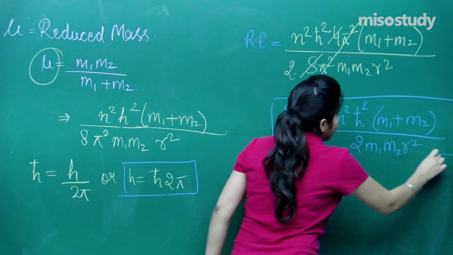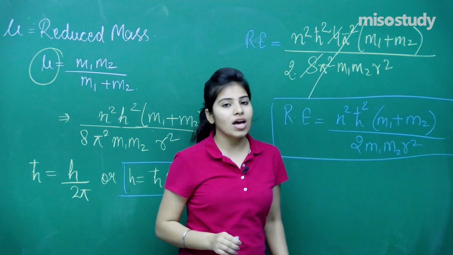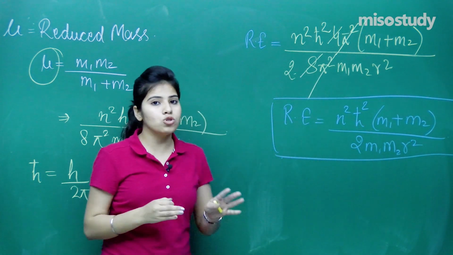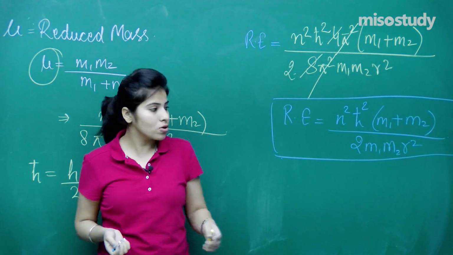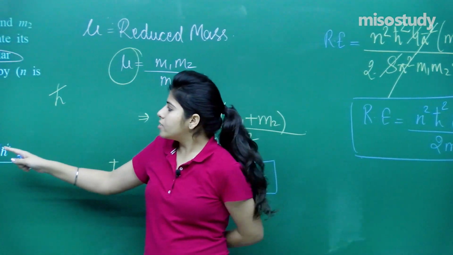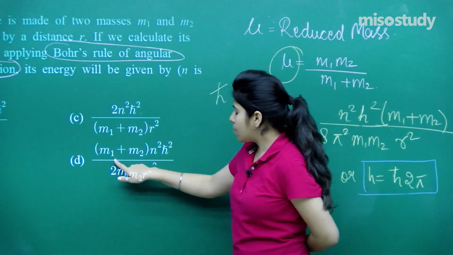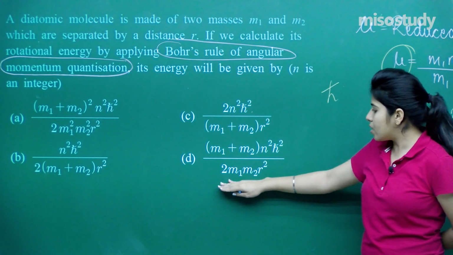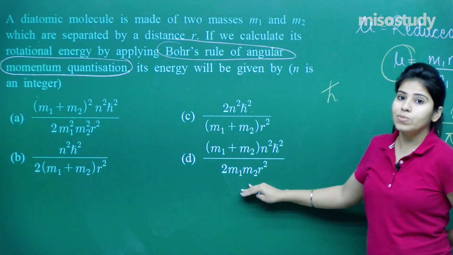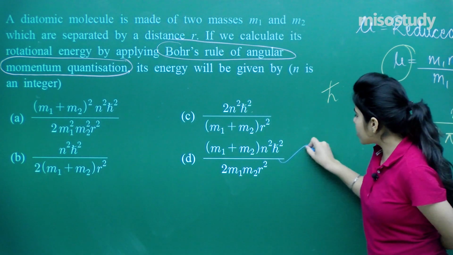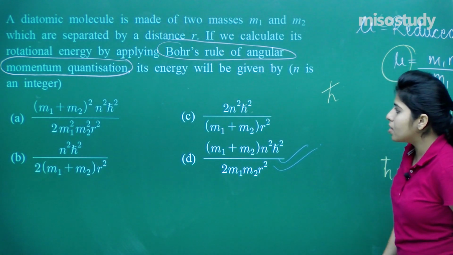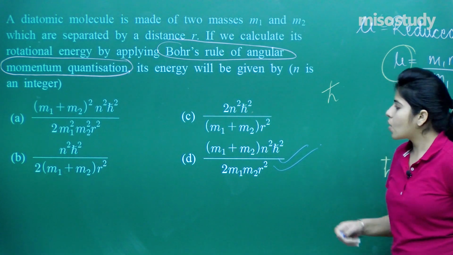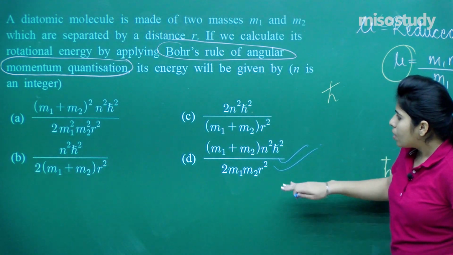This is our final rotational energy, and we are now going to verify whether this is correct or not. So n square h cross square into m1 plus m2 divided by 2 m1 m2 r square. That means this must be the correct option that is available in these options, right?